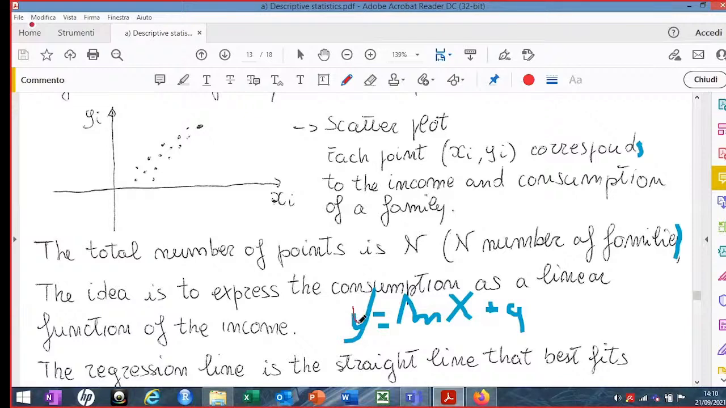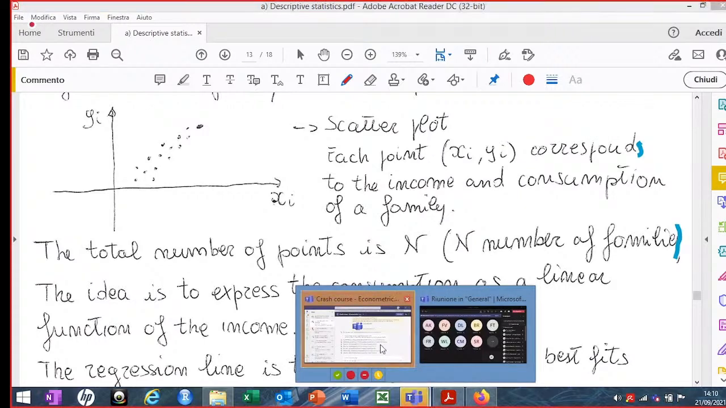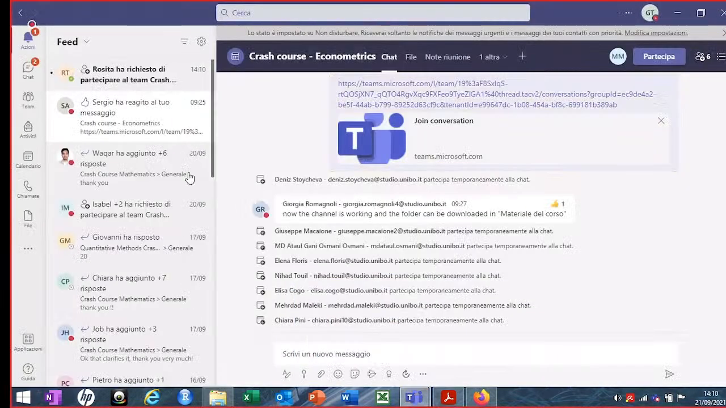This means, remember, we studied on the first day of the crash course of mathematics the straight line. So y equal to mx plus q is the equation in mathematics of a straight line. m is the slope, q is the intercept at the origin, x is the independent variable, and y is the dependent variable.